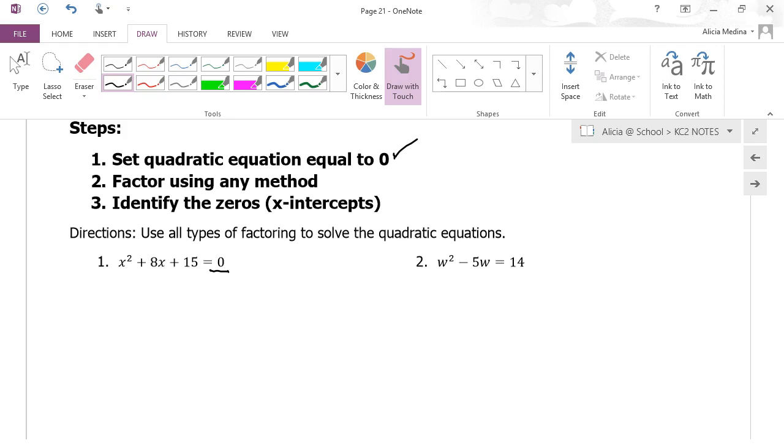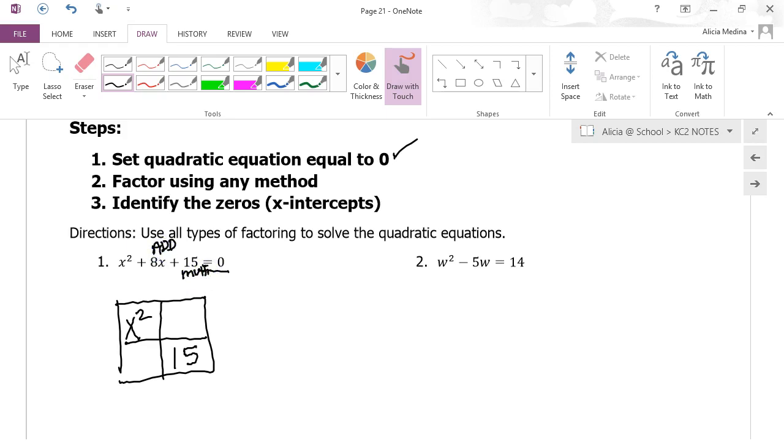Next step says factor using any method. When we used our Punnett square boxes, I see that the coefficient of a is 1. So I know that my Punnett square box is going to have that x squared in the top left. Again, if you use a different method, that's okay. That 15 goes in the bottom right. And now I'm thinking of a number that multiplies to 15 and adds up to 8.